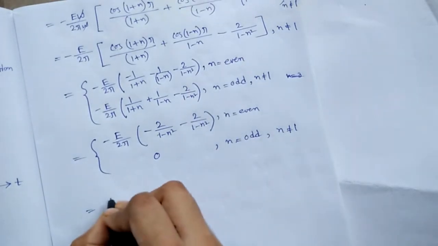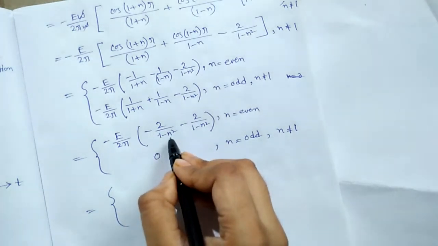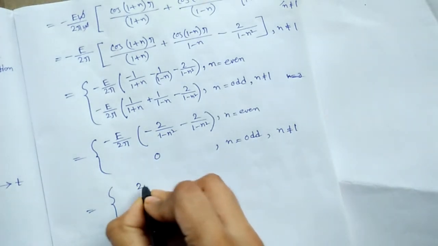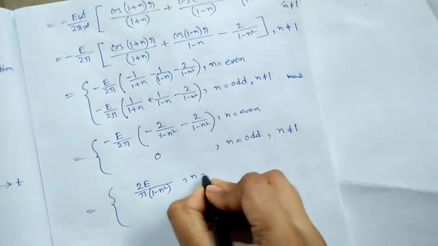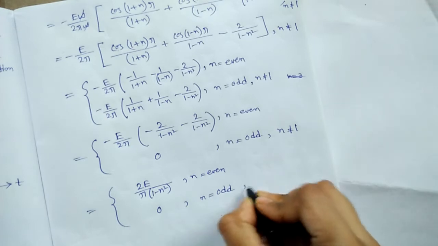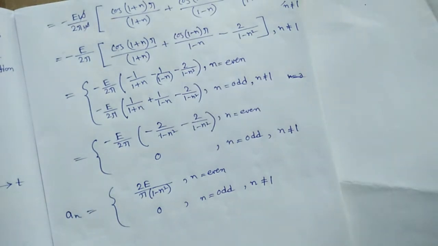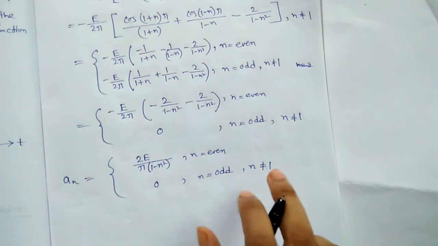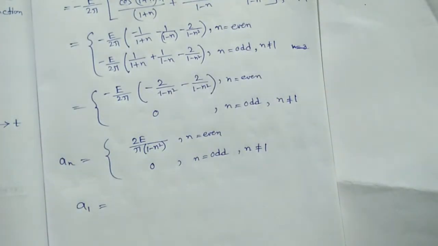So this is minus 4 by 1 minus n square, and 2. After simplifying we get 2e by pi into (1 minus n square) when n is even, and 0 when n is odd, n not equal to 1. So this is the value of a n, right? And since here we are writing n not equal to 1, we have to calculate a1 separately. Now we are going to calculate a1 separately.